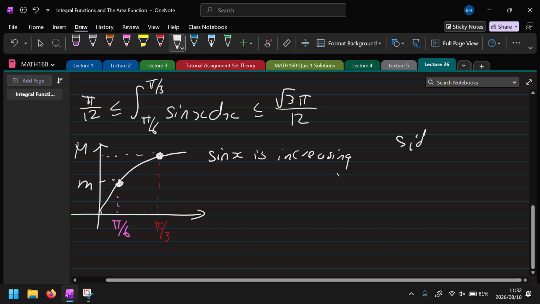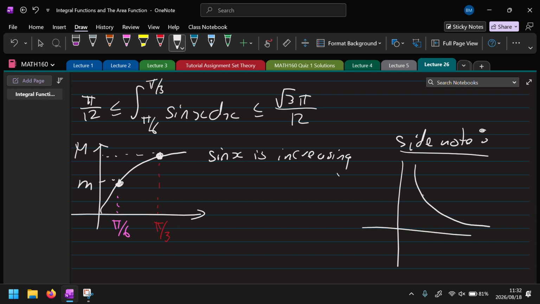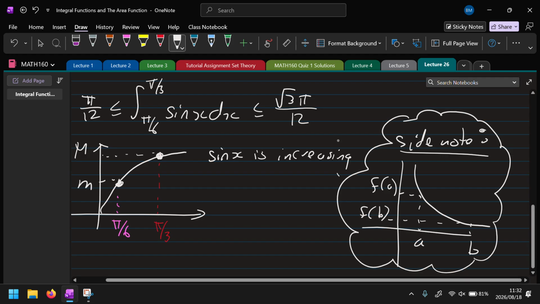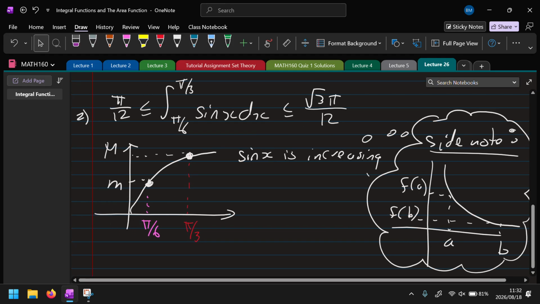So just as a side note, if this was decreasing, so let's say this is a to b, here we have f at a, f at b. You see it swap. So now a was the lower bound, that gives you the larger value, and b, the upper bound, will be the smaller value, because it's decreasing. So just keep that in mind. If it's decreasing, it's the other way.